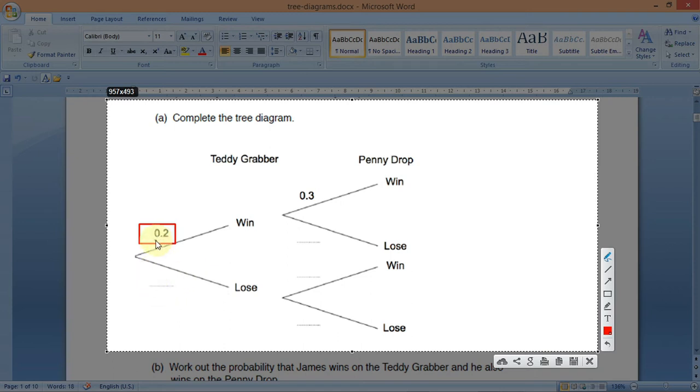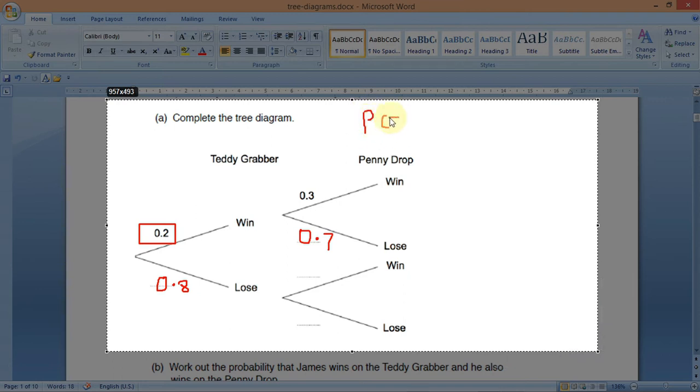So now if the probability of win is 0.2, definitely the probability of lose will be 0.8, so that when you sum the two, it gives 1. So that one is cool. Then here, the probability of win is 0.3, and based on the same explanation, lose will be 1 minus 0.3, that's 0.7.